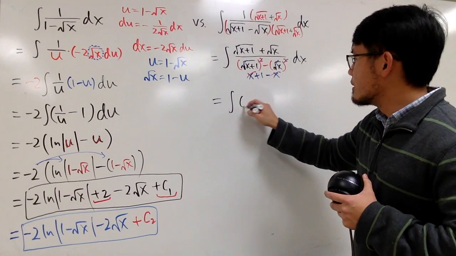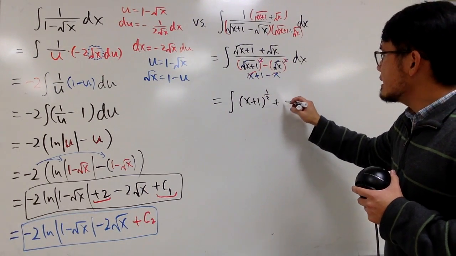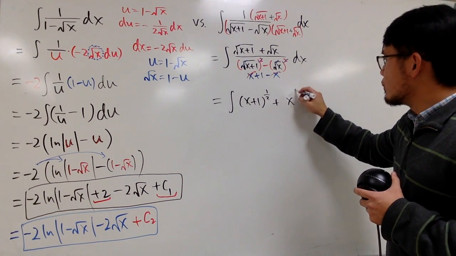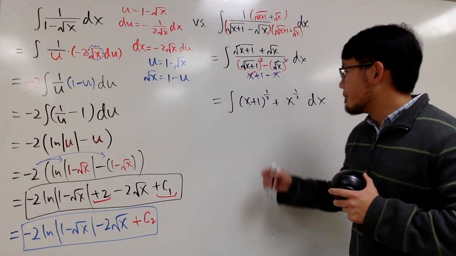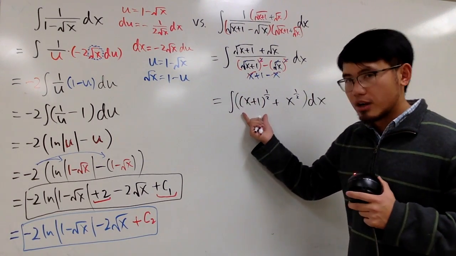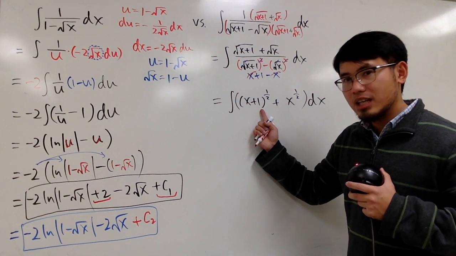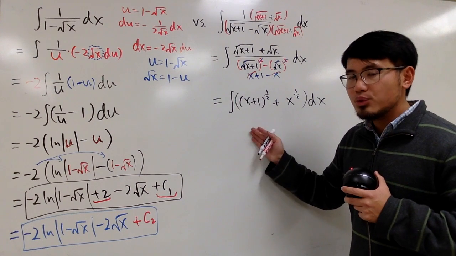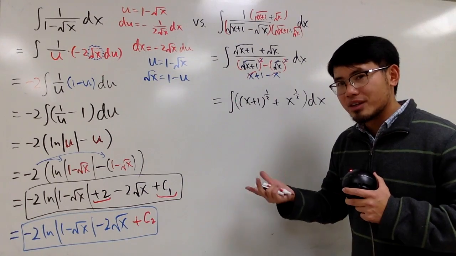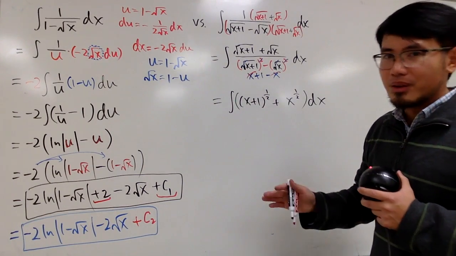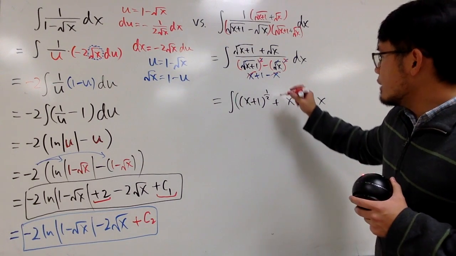I will look at this as parentheses x plus 1 to the 1/2 power, and we add this right here. I will look at that as x to the 1/2 power dx. Here's the deal. If you look at this term, we have inside x plus 1. If you set this to be u, du will be the same as dx because the derivative of x plus 1 is just 1. When you have a constant multiple and you see this right here, you can just do the power rule right away. You don't have to let u equal to this.